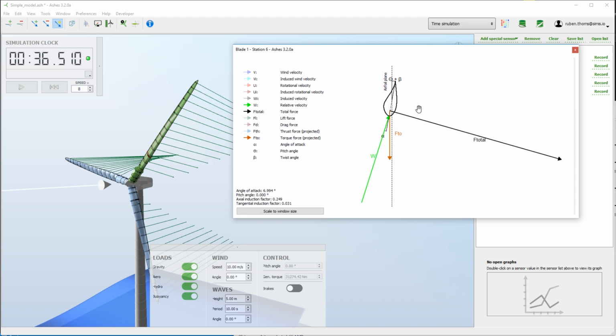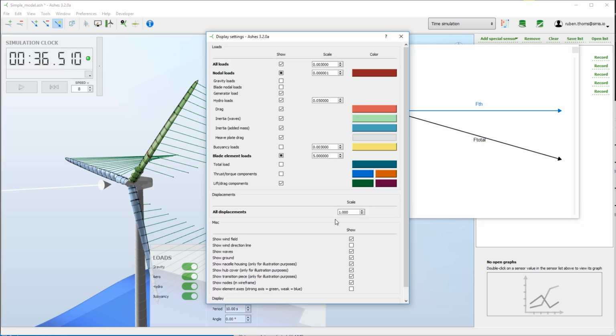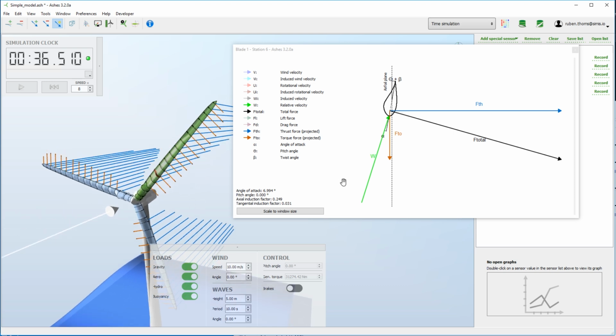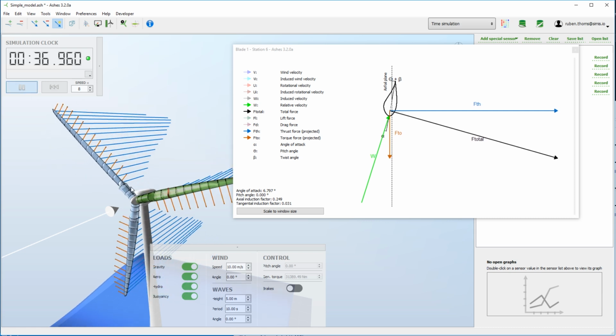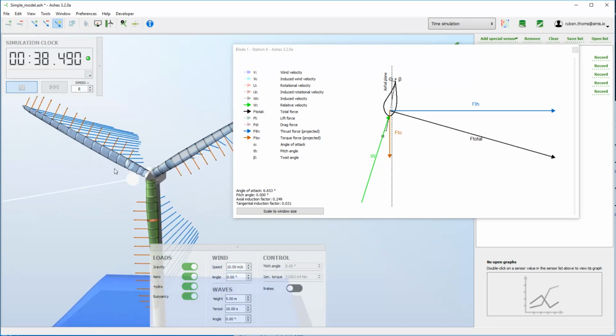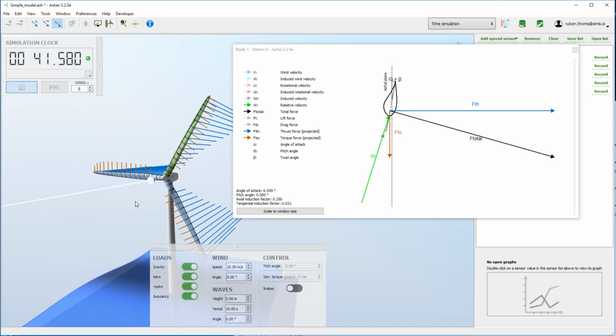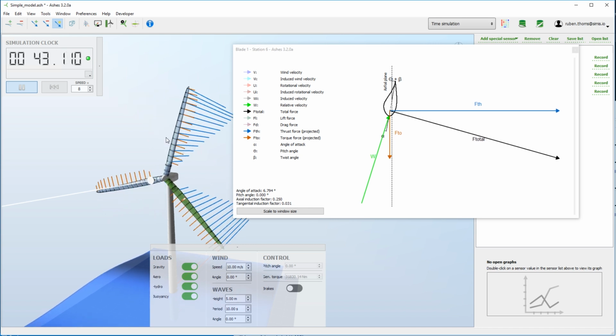The other component would be like around here. That's what we call the thrust force. And that's a force that pushes the turbine backwards. And again, I can show you here. If I remove the lift and the drag and I turn on the thrust and the torque, we can see here the orange vectors, which are the torque force, and the blue vectors, which are the thrust force. And as you see, the torque force is the one that makes the turbine rotate, while the thrust force is pushing my turbine backwards.